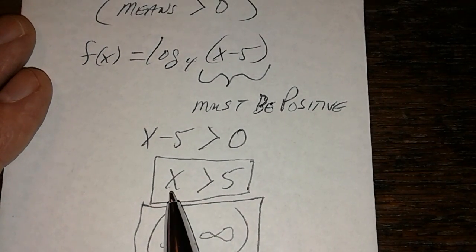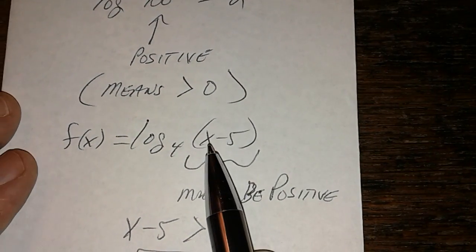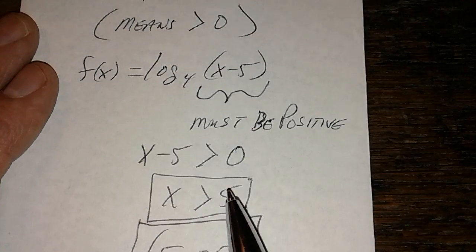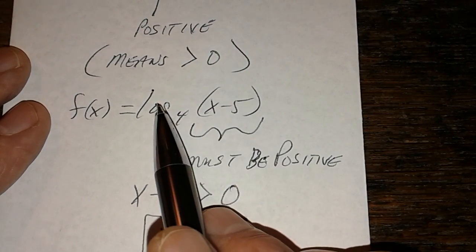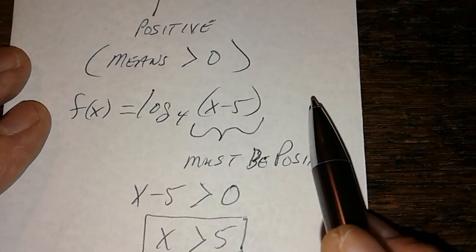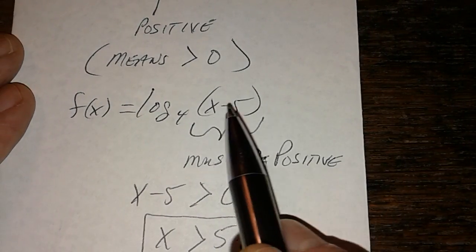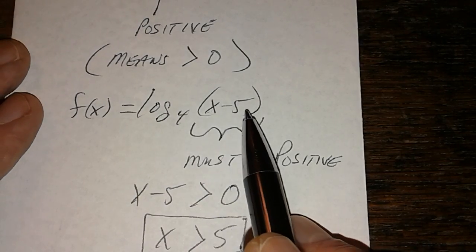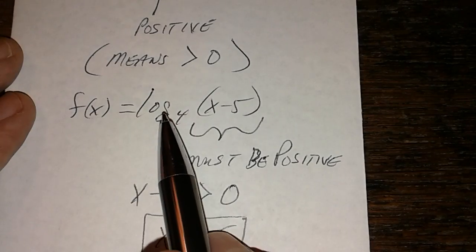How do you check it? You just take any number bigger than 5 and see if it works. For example, 6. 6 is bigger than 5. 6 is greater than 5. Put it in up here. 6 minus 5, that's 1. And then you can do your thing. Log base 4 of 1. You'll get a weird decimal, but it's an answer. You'll get a real number. So as long as this thing is positive, any number that makes this number inside the parentheses positive, we can take the log of.